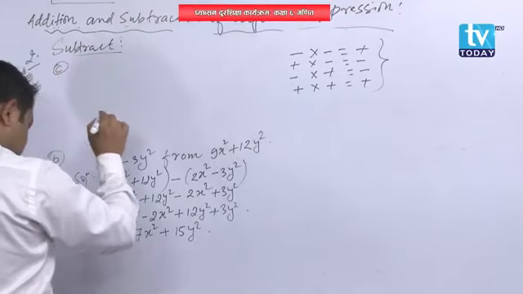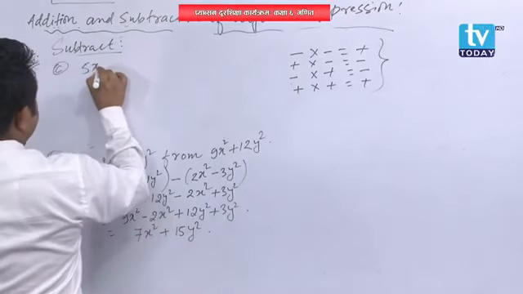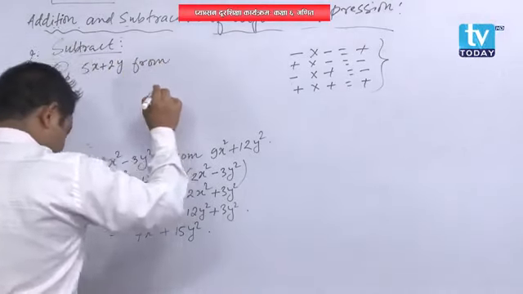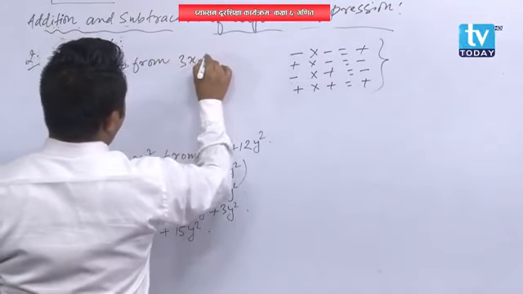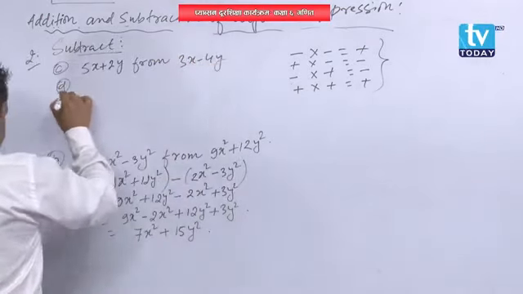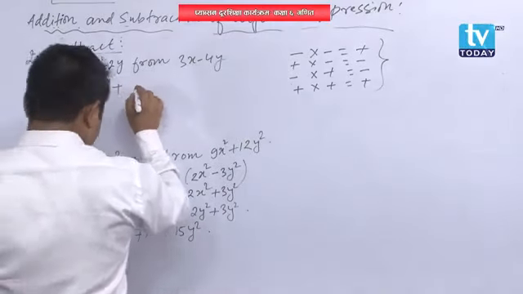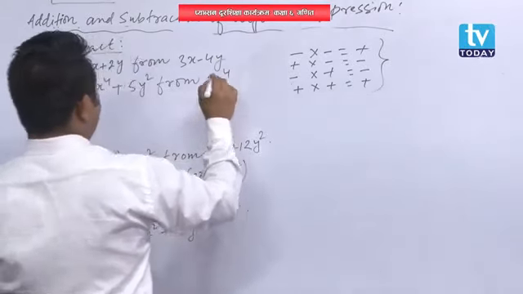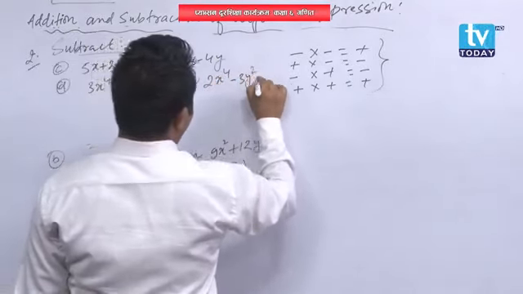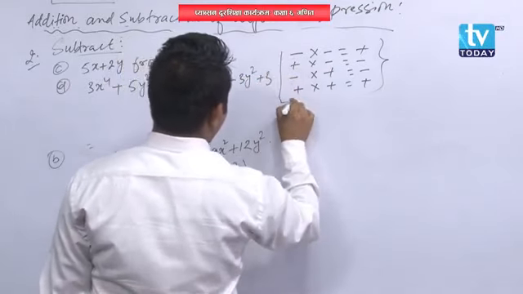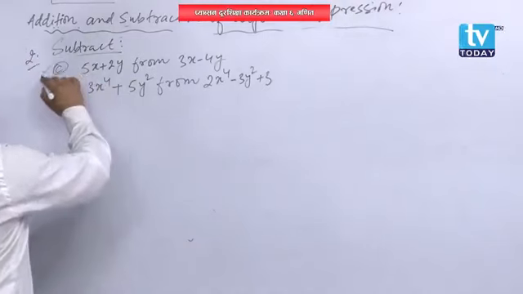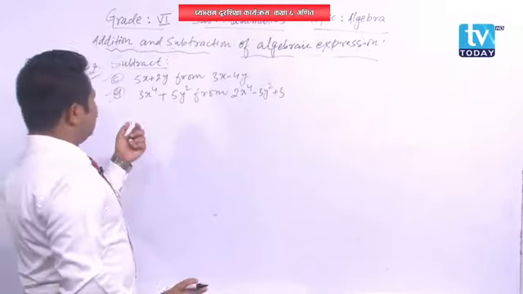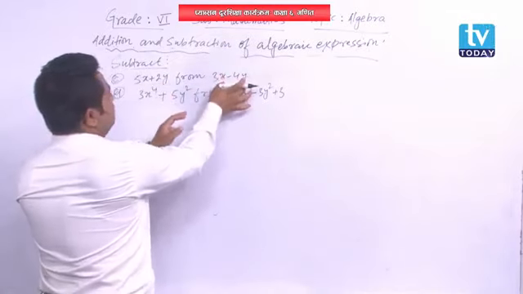Number C: subtract 5x plus 2y from 3x minus 4y. Number D: 4 minus 3y square plus 3. Now I am leaving these two questions as home assignment for you. Is that clear? This is very simple. You have to subtract this from this.